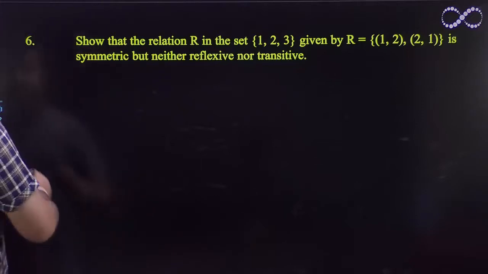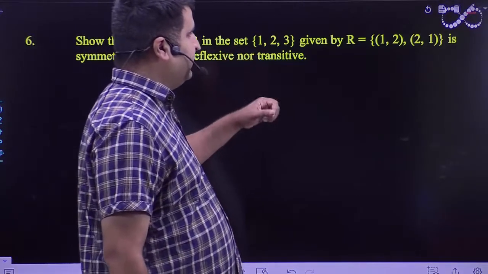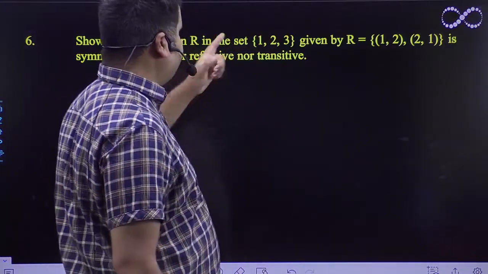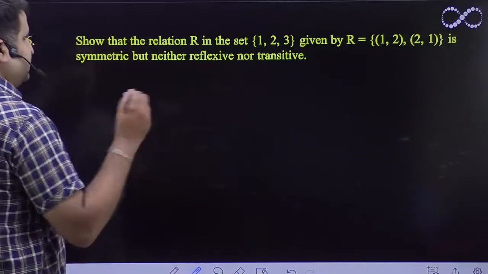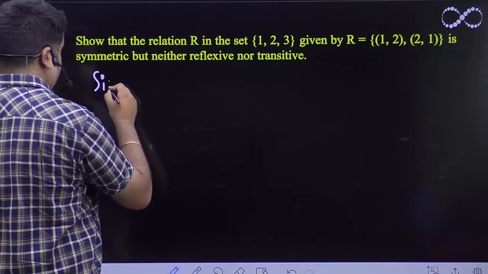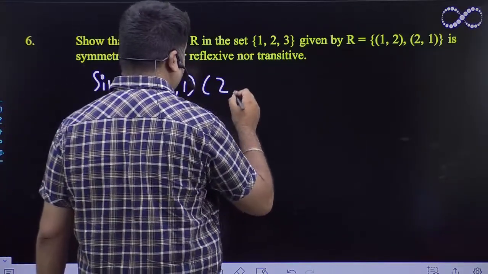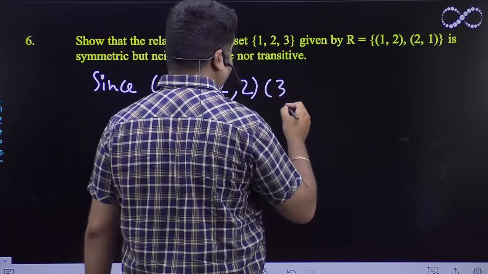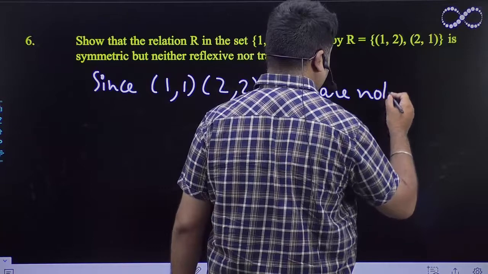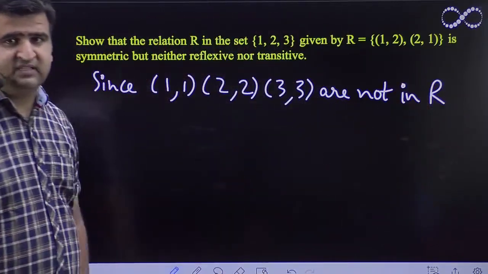So next one is, show that the relation in the set {1, 2, 3} given by R = {(1, 2), (2, 1)} is symmetric but neither reflexive nor transitive. So this is a very simple question. Since (1, 1), (2, 2), (3, 3) are not in R, this is not a reflexive relation.